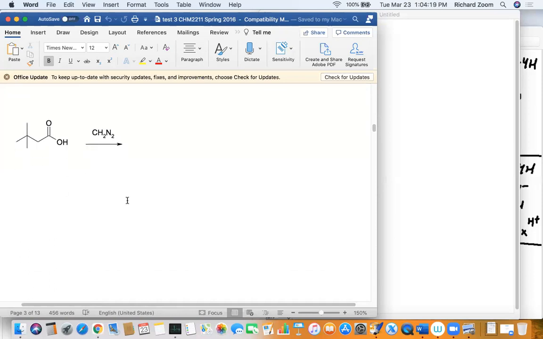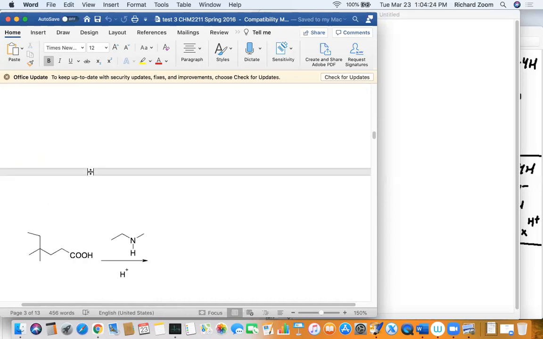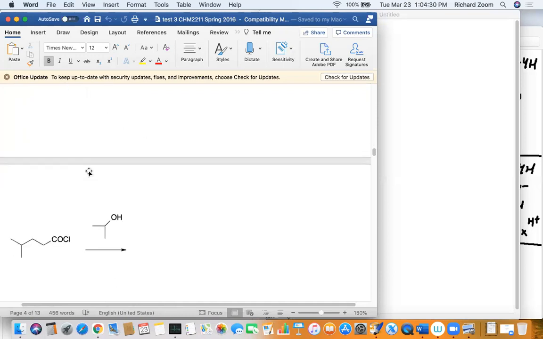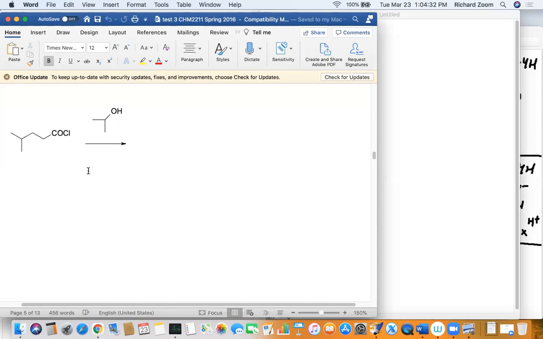This one is other. That's a diazomethane reaction. This one's acidic. And this one is acidic. This one is neutral. And this one is other.